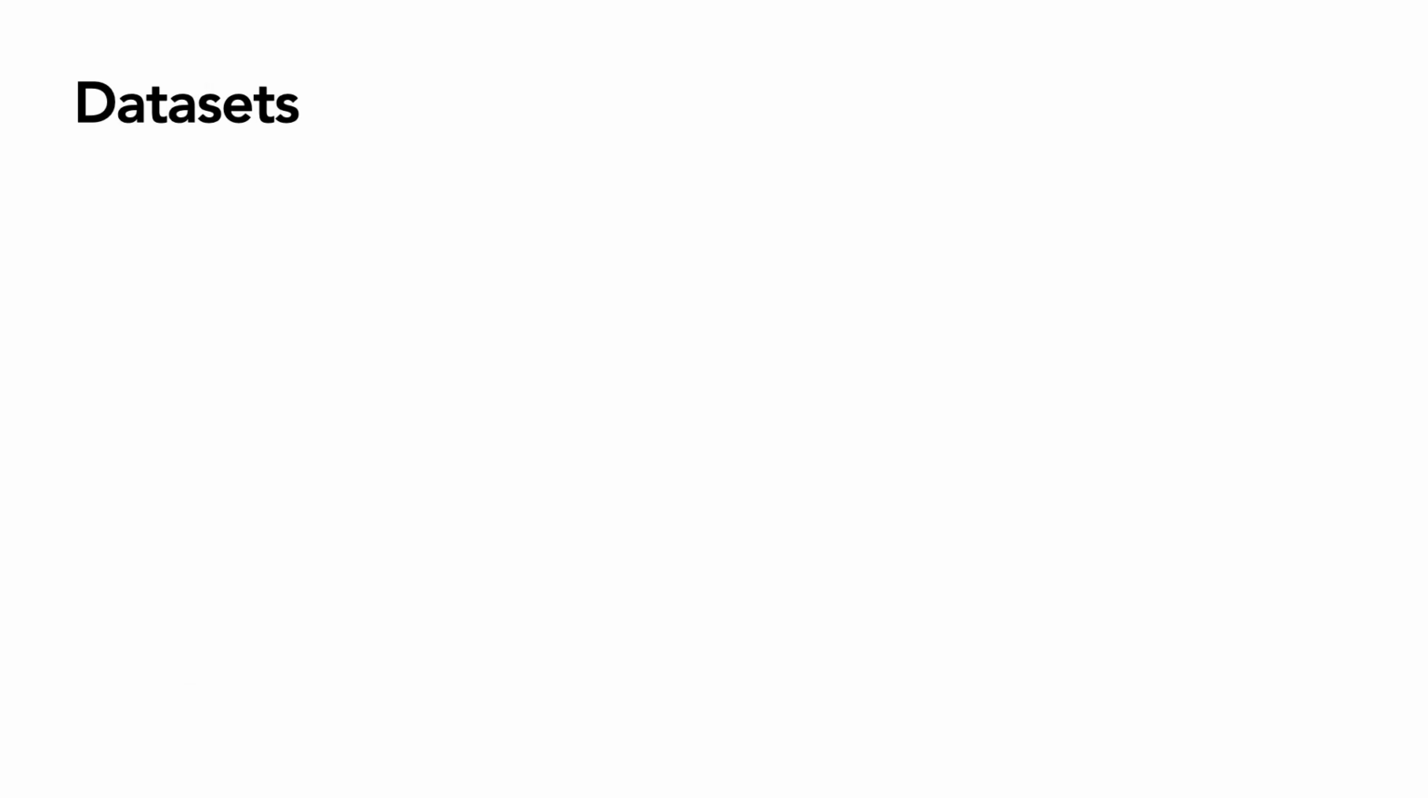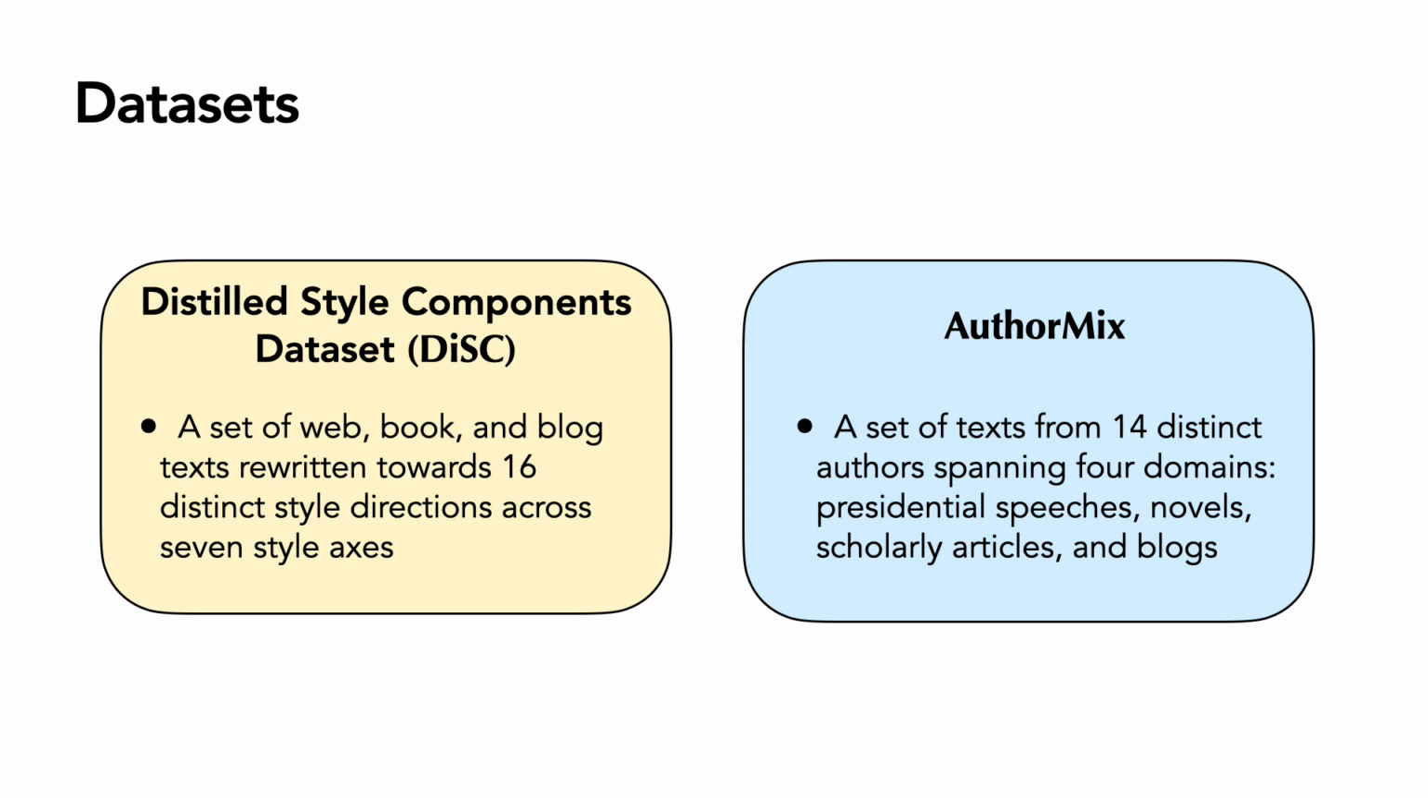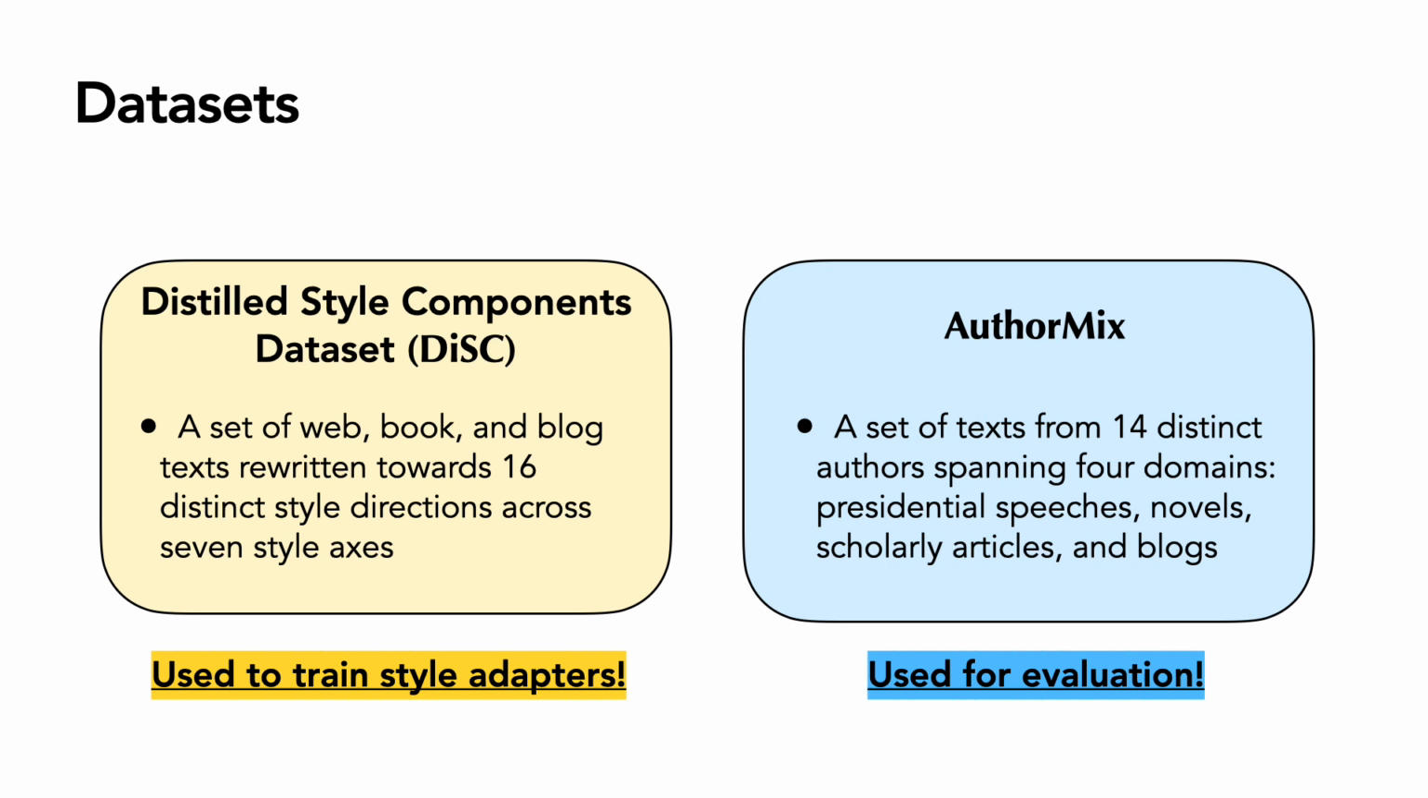So next, I'll summarize the datasets that we release as part of this work. For one, we have the Distilled Style Components dataset, or DISC, which is a set of web, book, and blog texts rewritten towards 16 distinct style directions across the 7 style axes that we identified. We also have AuthorMix, which is a set of texts from 14 distinct authors spanning 4 domains: presidential speeches, novels, scholarly articles, and blogs. DISC is used to train our style adapters, which we can use in StyleRemix. AuthorMix is used for evaluation.